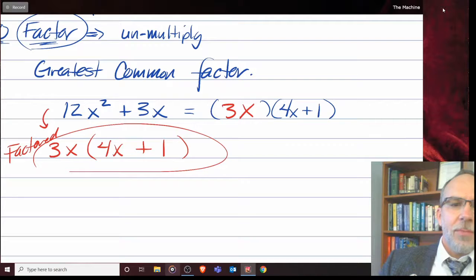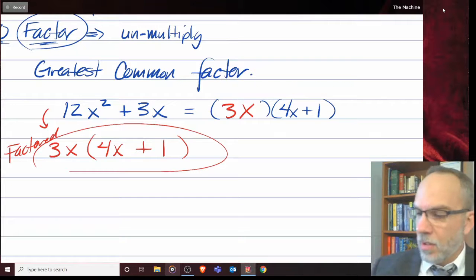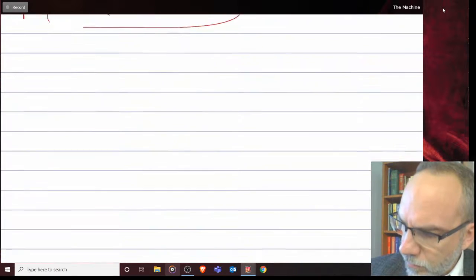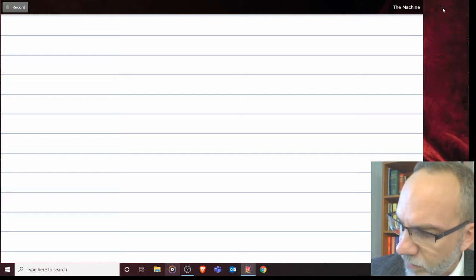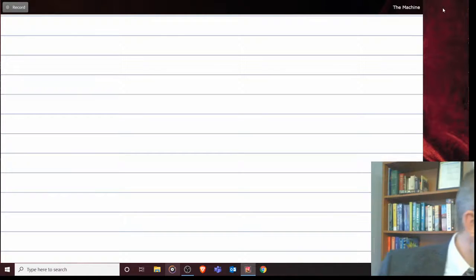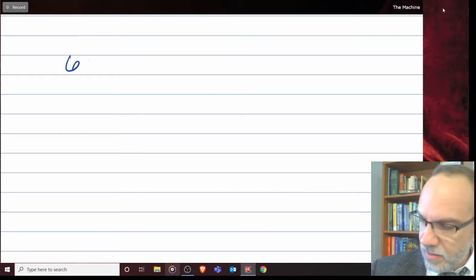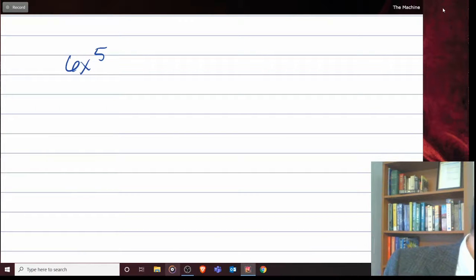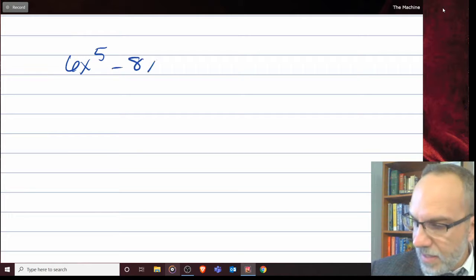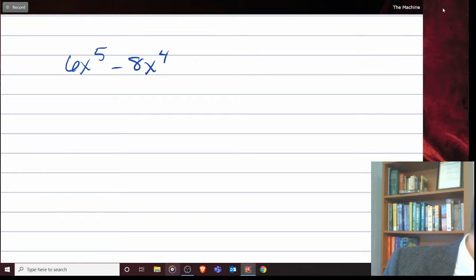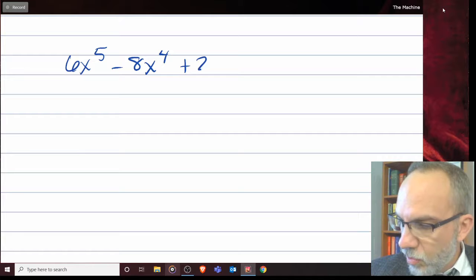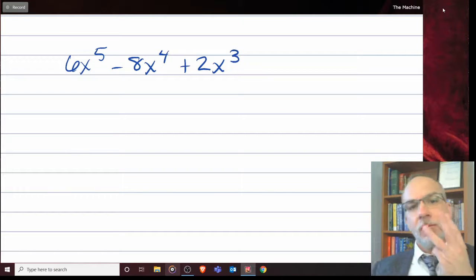And so you can double check by multiplying it in. If I multiplied 3x into that group, would I get 12x squared plus 3x? And yes, I would. So let's try another one. Always looking for the greatest common factor first. Let's try this one. Let's try 6x to the 5th minus 8x to the 4th plus 2x cubed. Okay, 3 terms now.